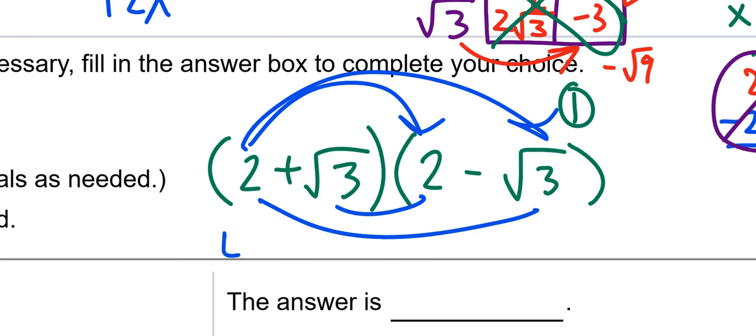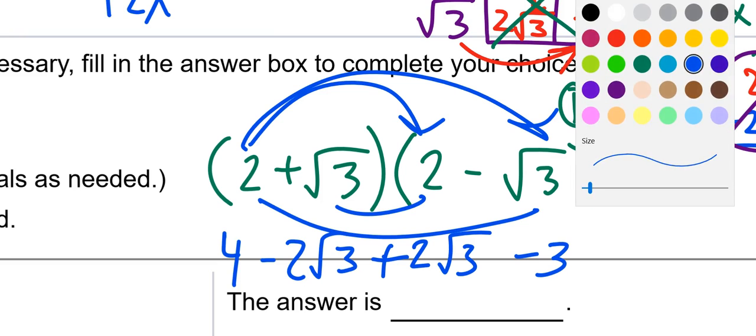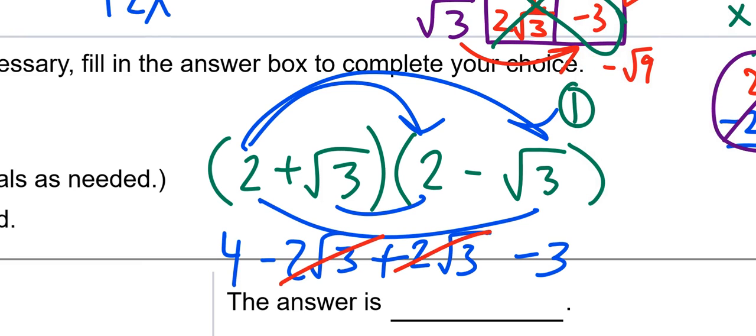The firsts give me 4. The outsides give me 2 radical 3. The insides give me, oops, sorry, that was a negative 2 radical 3. Whoops. The insides give me positive 2 radical 3. And the lasts give me just plain old negative 3. So, yes, these two are going to cancel out, and I have 4 minus 3, which is 1.